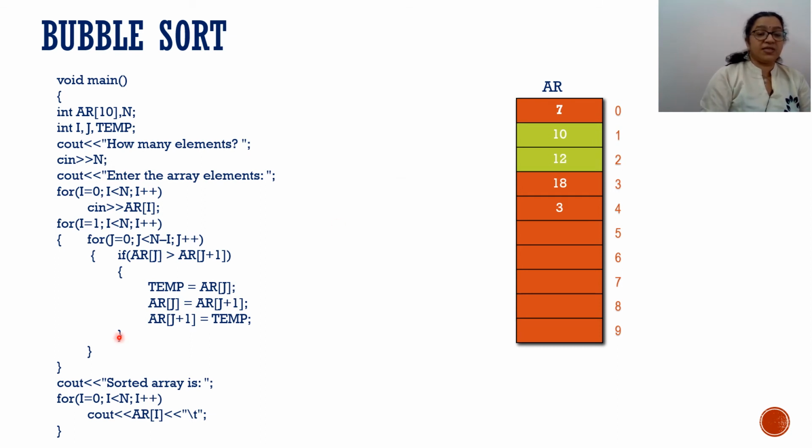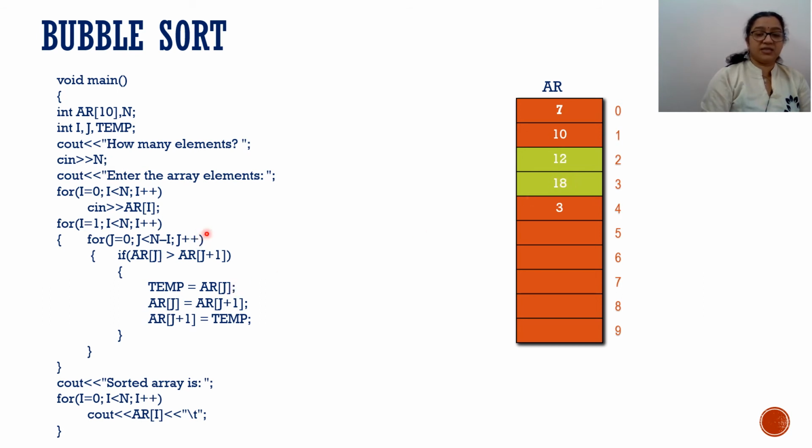Now j plus plus again, so j is on 2 now. Okay, now we want to check 12 and 18. AR of j is 12 and AR of j plus 1 is 18. We are comparing this. So 12 is the smallest one, so this condition is false. So we don't want to swap it. 12 stays in the same position, 18 also in the same position.